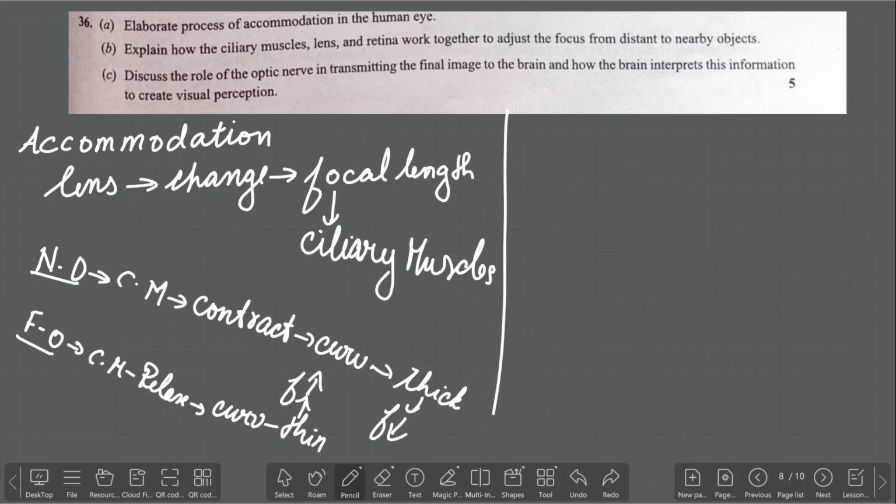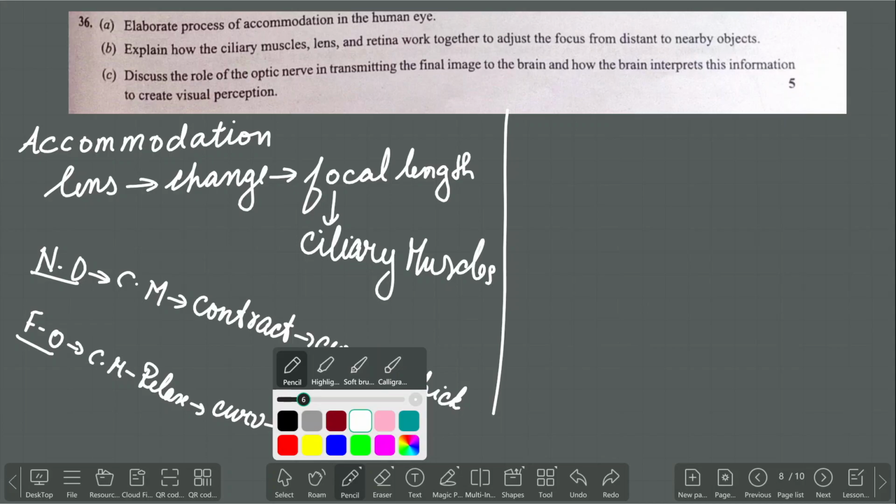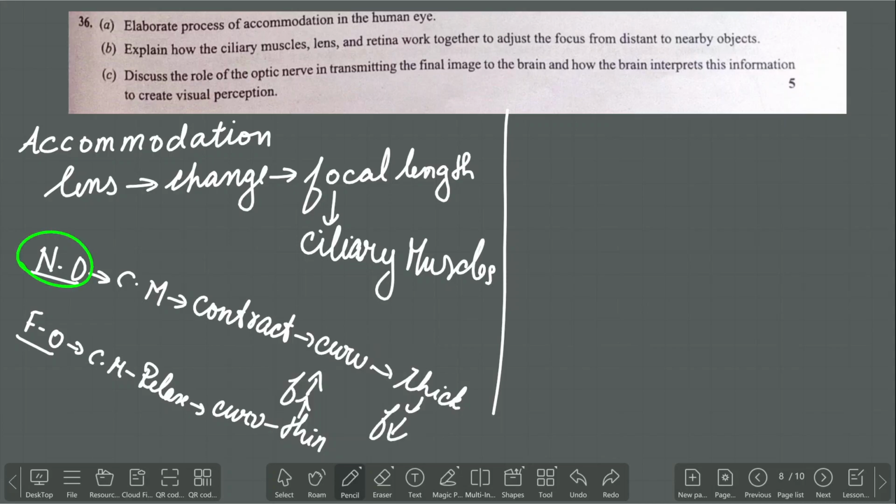Then, explain how the ciliary muscles, lens and retina work together to adjust the focus from a distant object to a nearby object. From a distant object to a nearby object means you are going to see a nearby object. This statement you write once again. Clear? That means when you are going to see a nearby object, the ciliary muscles will be in a contracted state and the curvature of our eye lens will become thick and the focal length will get decreased.